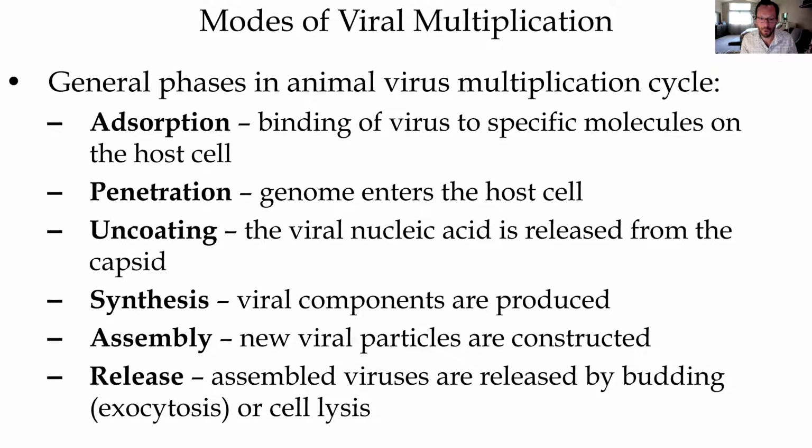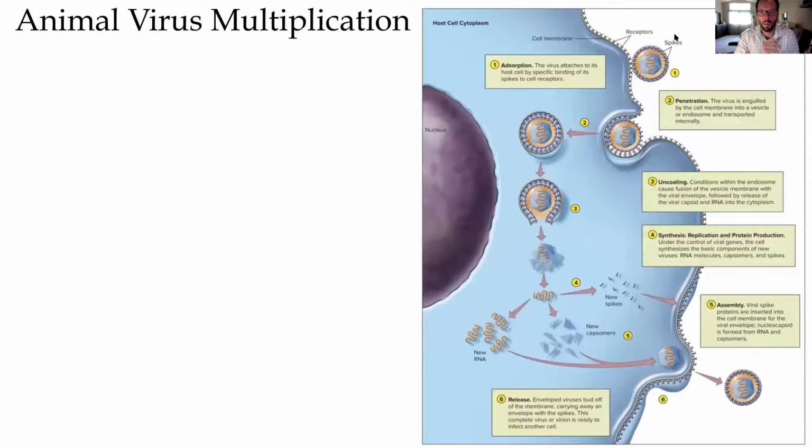release. And there are two major ways. It can either bud off of the cell, which keeps the cell intact, or it can lyse the cell, break the cell open, which clearly will kill the cell. So there are two major ways to exit. And here's an illustration looking at that.